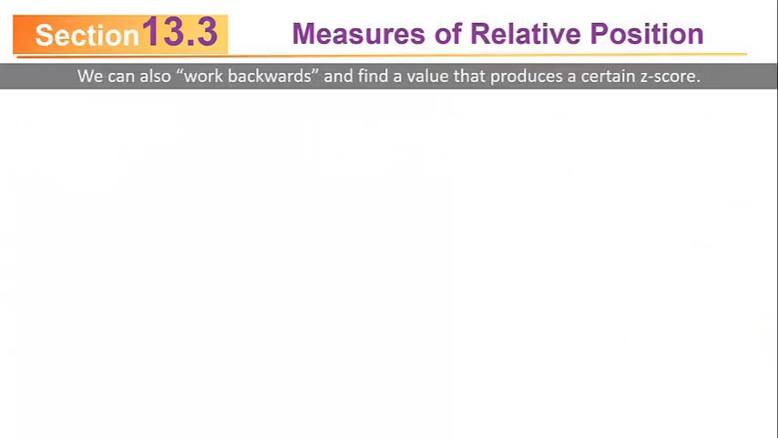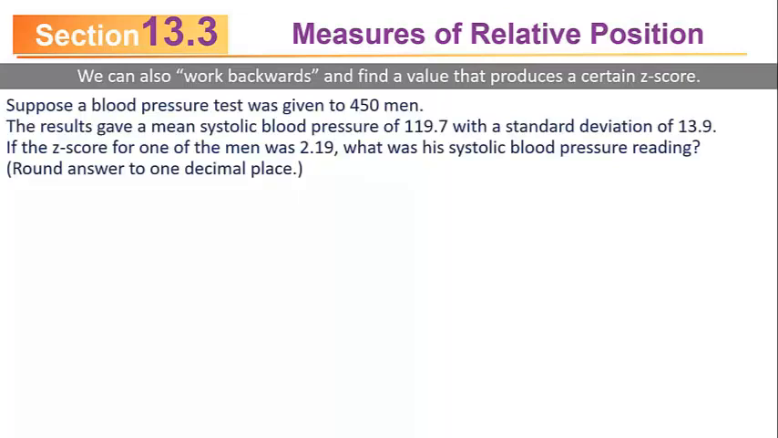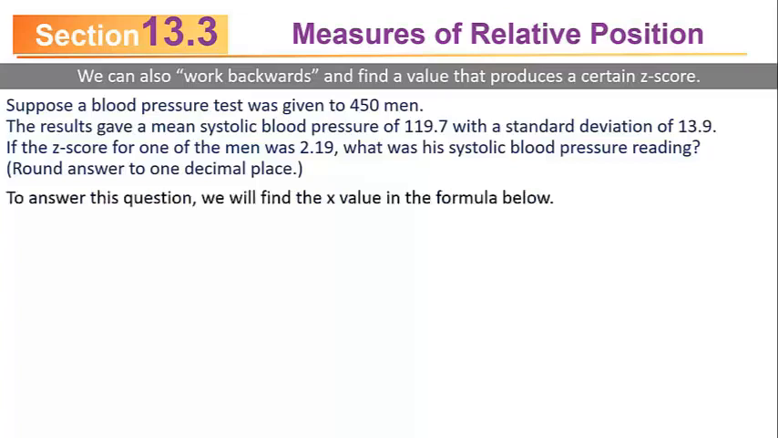We can also work backwards on these problems and find a value that produces a certain z-score. For example, suppose a blood pressure test was given to 450 men. The results gave a mean systolic blood pressure of 119.7 with a standard deviation of 13.9. If the z-score for one of the men was 2.19, what was his systolic blood pressure reading? And round your answer to 1 decimal place. Notice, as I said earlier, we're working backwards because this time we know the z-score. In the previous problem, we were computing the z-score.